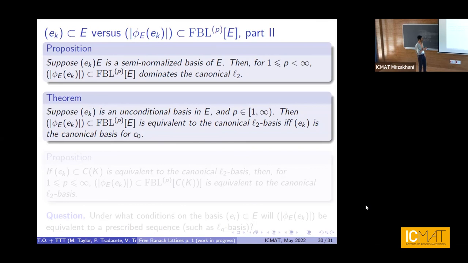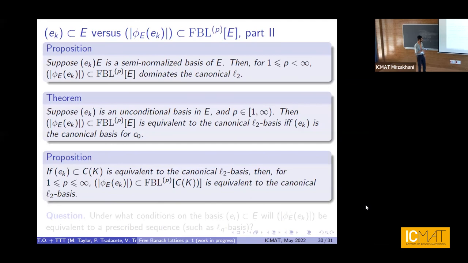And it turns out that there are not that many ways to obtain the canonical l_2 basis as a sequence of moduli of images of something. So more specifically, we have this theorem that let's say e_k is an unconditional basis in some E, p finite. Then if you look at the images of the sequence e_k, take the moduli in the free Banach lattices, then this sequence will be equivalent to the l_2 basis if and only if we started with the basis for c_0. So nothing but the c_0 basis will generate the l_2 basis in this manner.